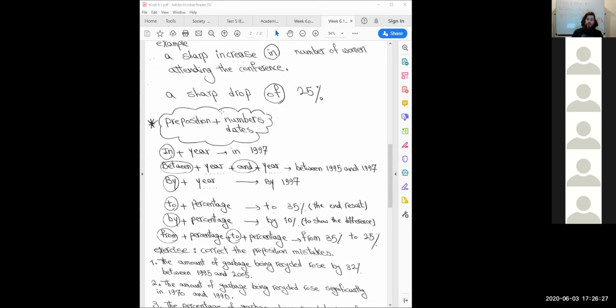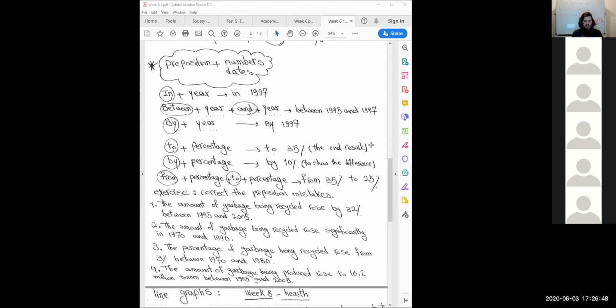So if we have a look at this, guys, we could have something like that. So a sharp increase in the number of women, that should actually be in the number of women attending the conference. A sharp drop of 25%. Okay, so it's good to throw in a bit of data where you can. So if you're adding some prepositions or numbers, as it says here, if you're using the word in, good for numbers, between year and year.